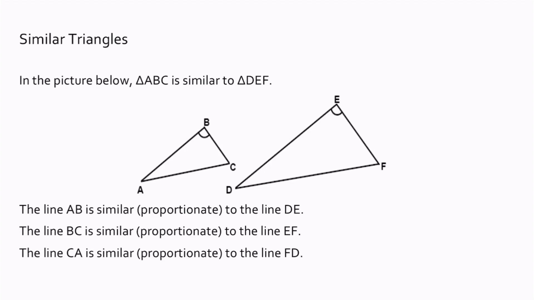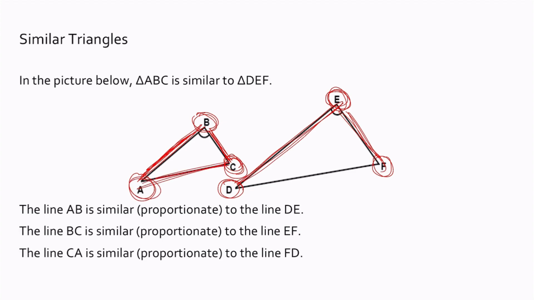So what this is telling us is that this line, A to B, is similar or proportionate to this line, D to E. So these two lines are proportionate to each other. And then line B to C is proportionate to this line E to F. And then line C to A is proportionate or similar to this line F to D. So that's part of the reason why naming is important.